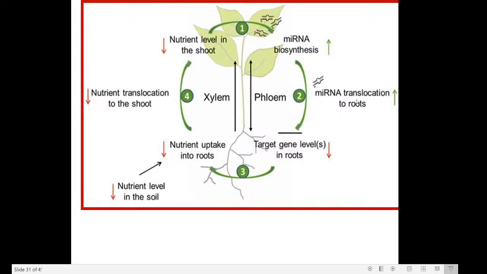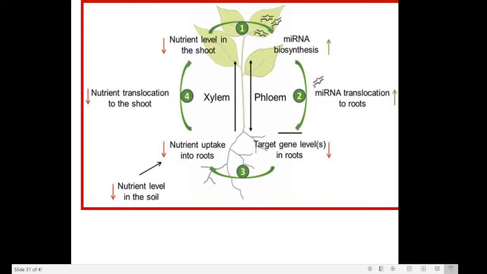Then mRNA translocation in the root, with nutrition translocation in the shoot. How does it happen? In that pathway, the target gene level needs to be maintained in the root. After that, the mRNA translocation becomes high, and the mRNA synthesis is also high. Here the target gene level is low in the root. At that time mRNA translocation happens to the root, and the synthesis becomes high. These are all step-by-step processes.